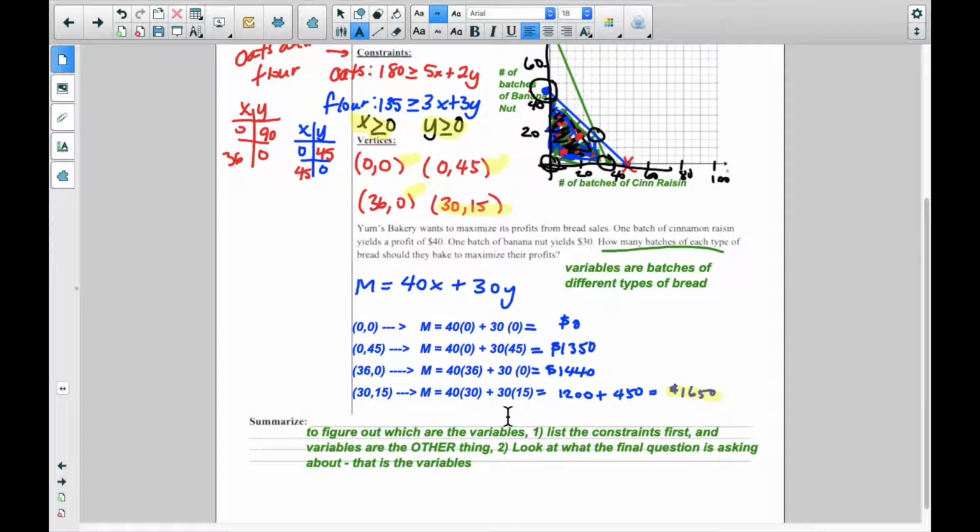That's one method. The other method would be to look at what the final question is asking about, and that is the variables. So in this example, the final question was, how many batches of each type of bread should they bake? And so that's the final question. So our variables are batches of bread. You can write whatever you need to in the summary, but I felt like that was an important thing that people struggle with.